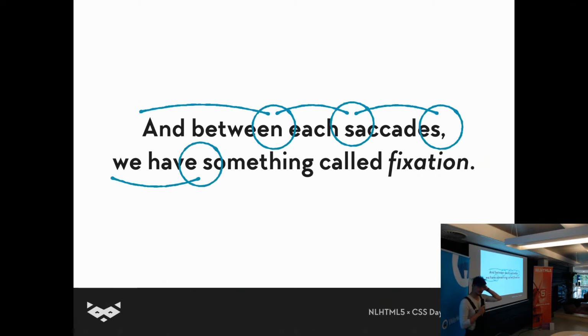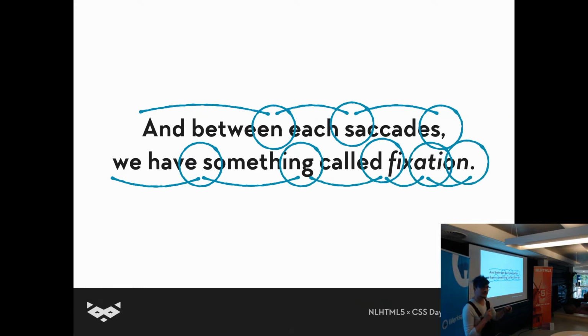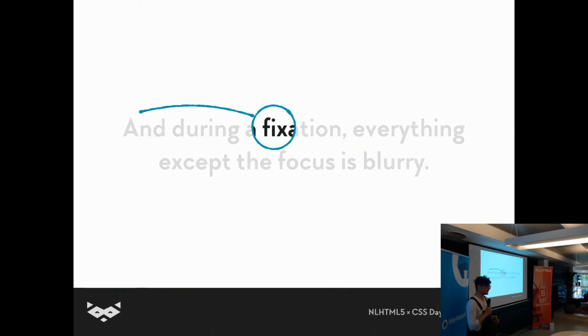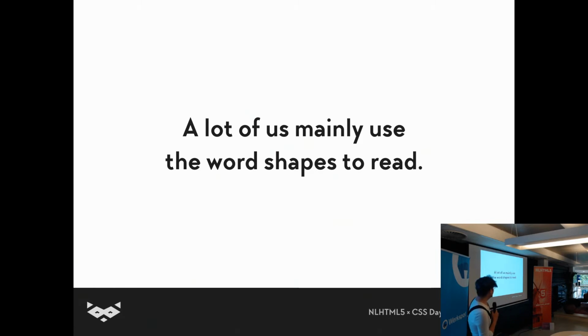And the fixations are quite interesting because it's where our eyes will spend most of the time. It will just fix on a few characters, like maybe a syllable, or maybe a word, but just a few characters. And during a fixation, everything else will be blurry. So you will see something like this. I'm sorry, there is no blur mode in Keynote, so you have an opacity thing, but you see the point. Everything will be blurry except the few characters you're currently looking at. And this may explain why we focus more on the shape of the word when we are reading rather than on the different letters.